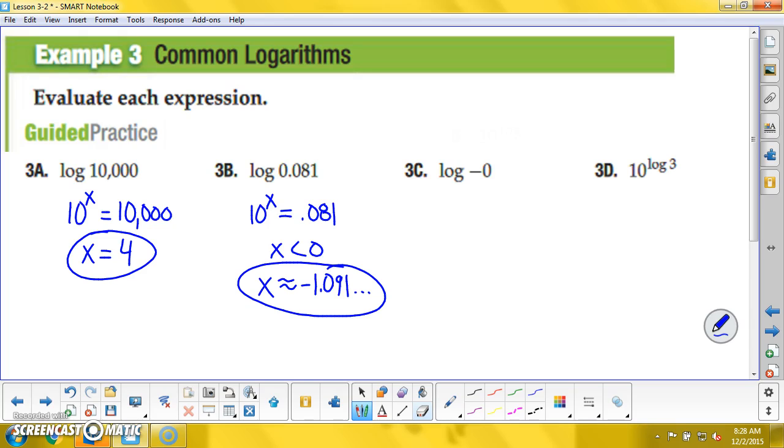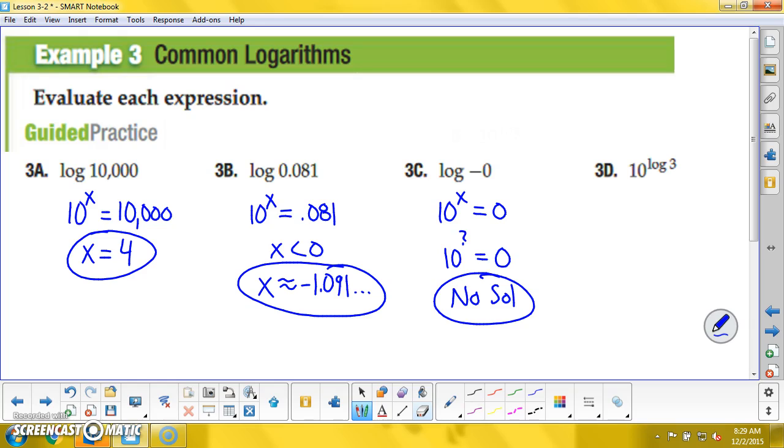Log of 0, try typing that in. If you type in the log of 0, you should get an error. Why is that? 10 to the what equals 0? It's impossible to take 10, raise it to some number, and have it equal 0. That's why there's no solution.